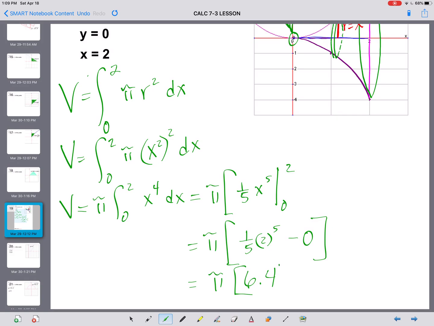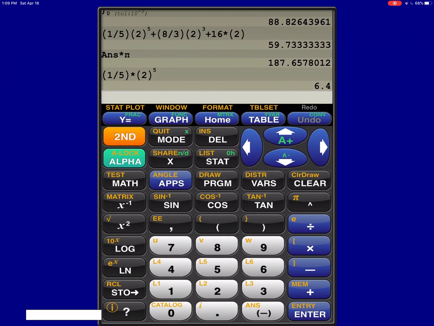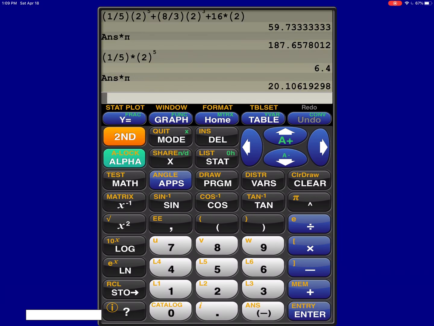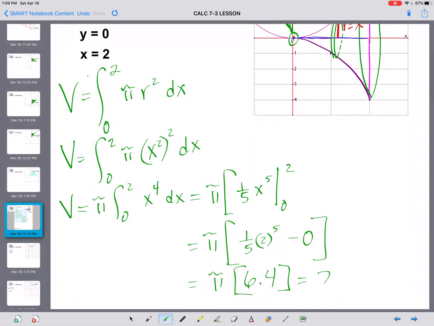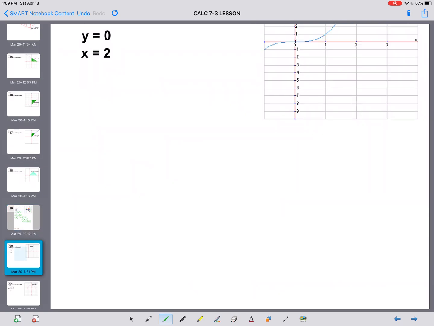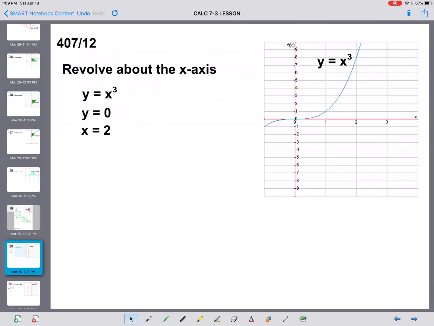6.4. Great. Let's multiply. There we go. Times a pi. I like a decimal answer. So times a pi. There it is. Good. 20.10. Okay. Looking good. Okay, let's go to the next one. Number 12. Okay. There it is.